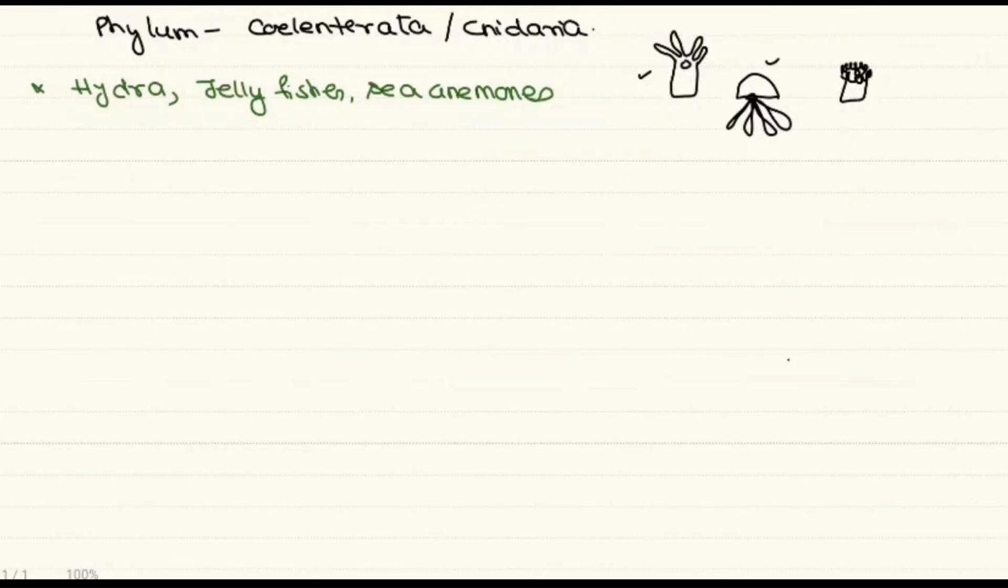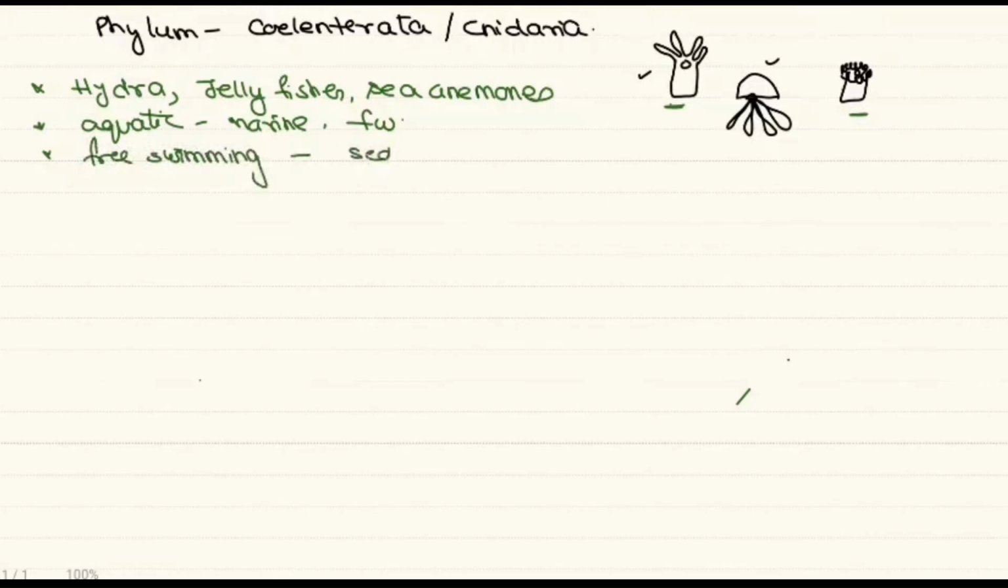So where do you find these animals? If you see hydra, jellyfish, sea anemone, these are completely aquatic in nature. So animals are completely aquatic, seen in water. Most of them are marine. Hydras are seen in freshwater. Some are free swimming animals, that is, they can freely swim like the jellyfishes. And some animals are sedentary, that is the sea anemones.